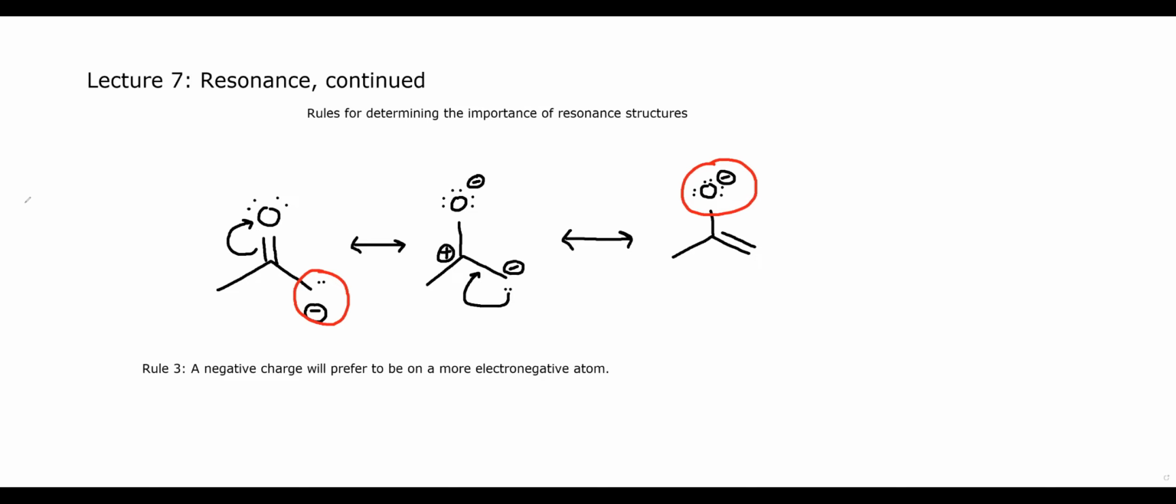So this middle structure is quite bad. If we consider quickly the rules 1, 2, and 3, this is a bad structure because it has a carbocation, so not everything has a filled octet. So it goes against rule number 1. It has a lot of formal charges, so it goes against rule number 2. And it has negative charges on both oxygen and carbon. This is just a bad resonance structure. So we're going to just put insignificant.